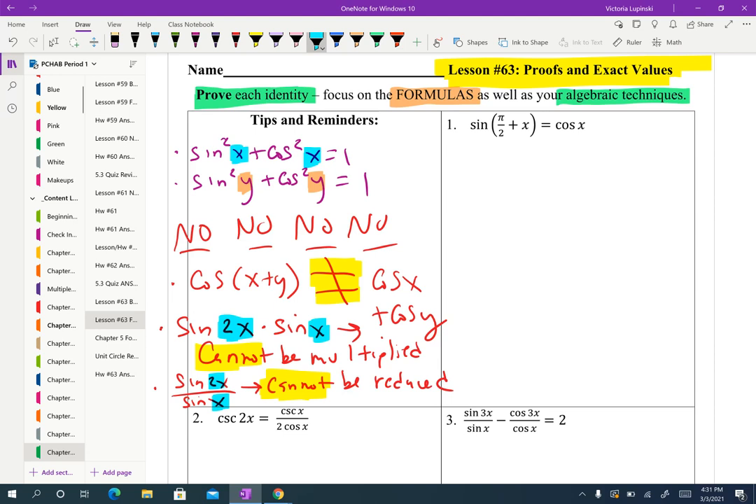So let's take a look at number 1. You're trying to prove that the sine of pi over 2 plus x is equal to the cosine of x. Just like always, you're only allowed to use one side at a time. And again, you cannot move things from one side of the equal to the other. You cannot assume equality in order to prove equality. As I mentioned, this is all about those formulas. So taking a look at the sine of pi over 2 plus x, well, that is a formula if I ever saw one.